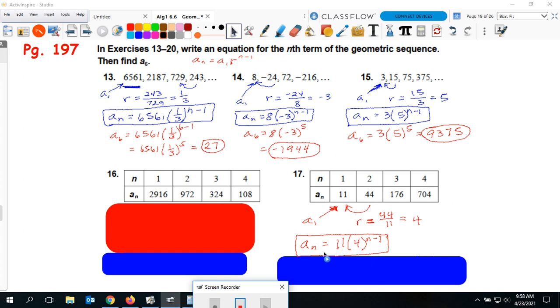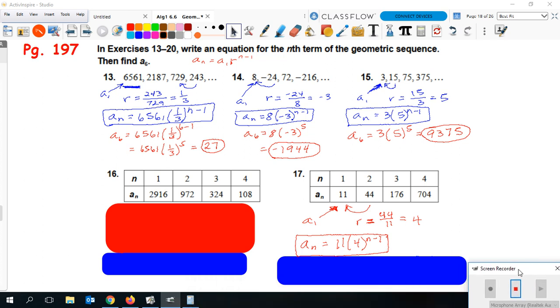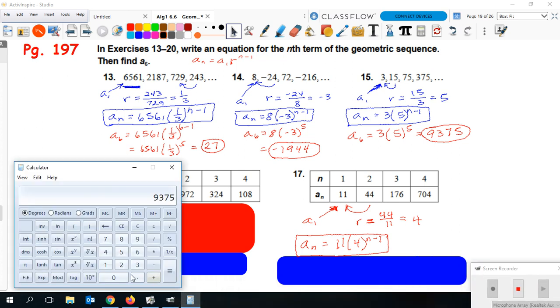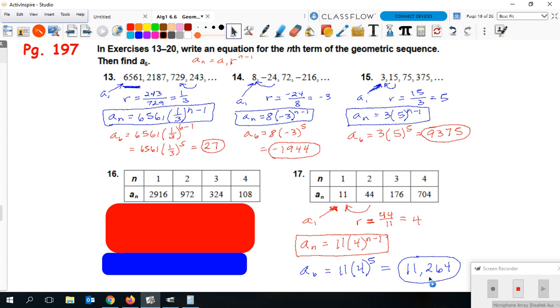And then for our sixth term, it's going to be 4 to the fifth power. So if I bring up my calculator, 4 raised to the fifth power equals 1024, which we've got to multiply by the first term, 11. And it equals 11,264. So our sixth term would be 11,264. You can see how this is definitely a growth function. This would just be exponential growth.